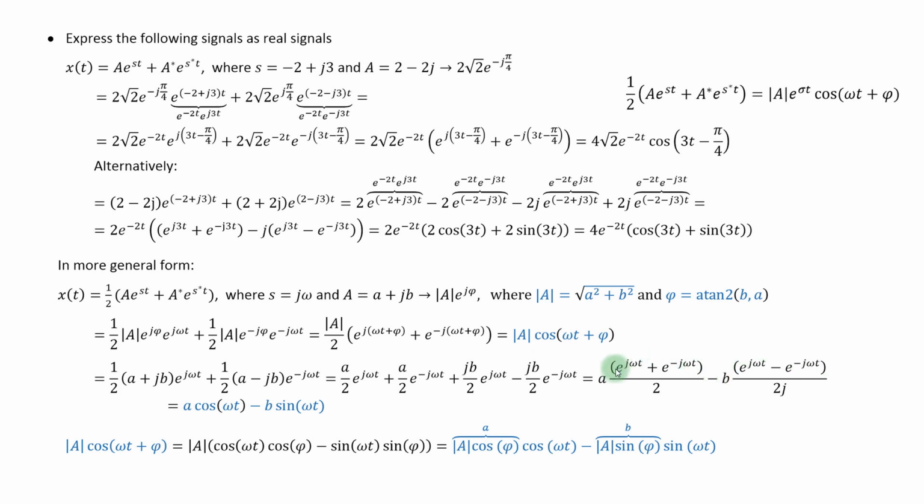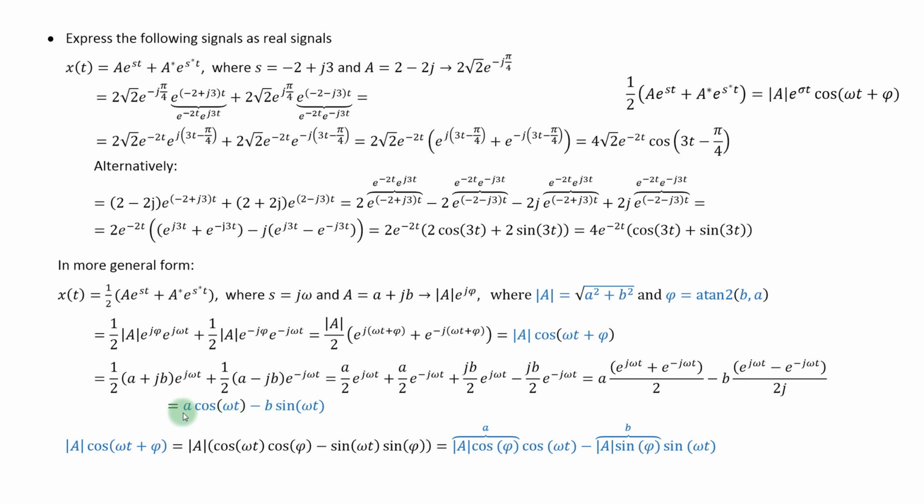And here I can identify that this expression is equal to a cosine of omega t and this expression is equal to a sine of omega t. So I can write this entire expression in this form. So this combination of two complex exponentials I can write both in this form and in this form. So again, I can write a cosine with some non-zero general phase as a sum of a cosine and a sine, both with zero phase.